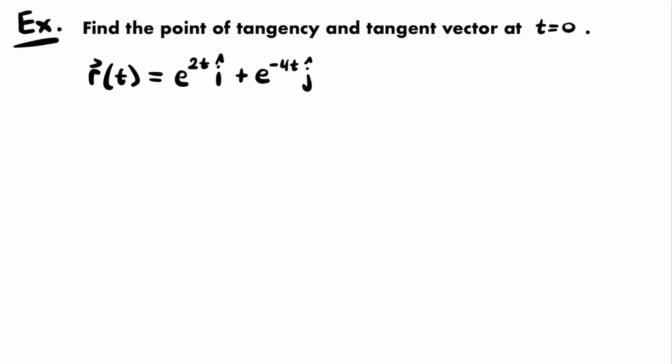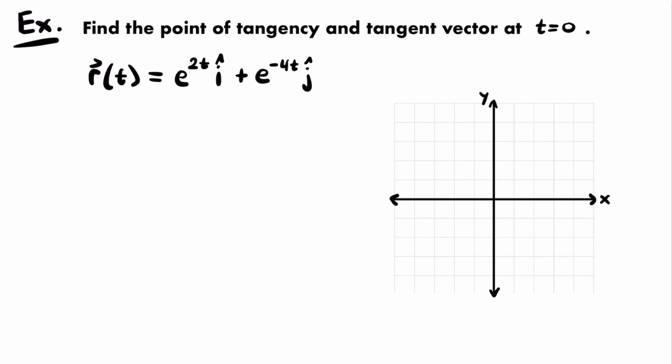I want to draw a graph so you can see visually the tangent vector that we find, but when you do these problems on your own, you don't need to draw a graph. You can simply just find the tangent vector using the derivative. But let's work on sketching this plane curve real quick. Our x component is e to the power of 2t, and our y component is e to the power of negative 4t. So our parametric equations are x equals e to the power of 2t, and y equals e to the power of negative 4t.